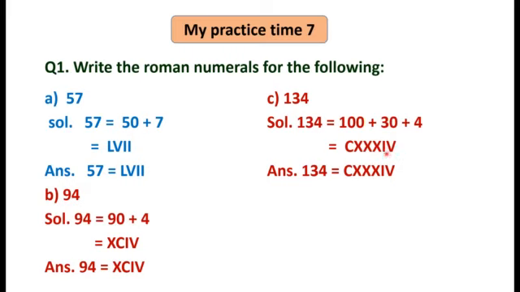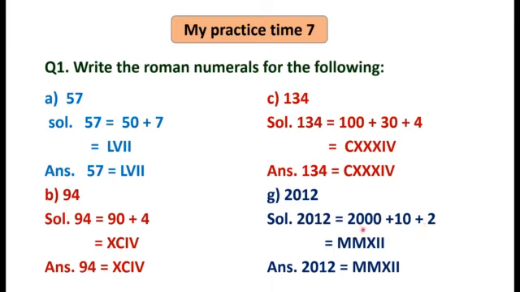Now next is 2012. So 2012 is written in expanded form as 2000 plus 10 plus 2. So we know that the letter for 1000 is M and M can be repeated maximum 3 times. So we have here 2000, so we will write 2 times M. So that is 1000 plus 1000 and plus X. X is for 10 and then for 2 we have 2 I's. So that is MMXII. So 2012 can be written in Roman numeral as MMXII.